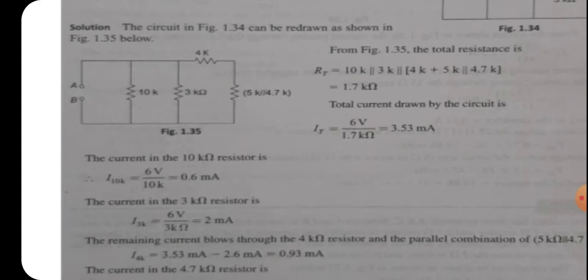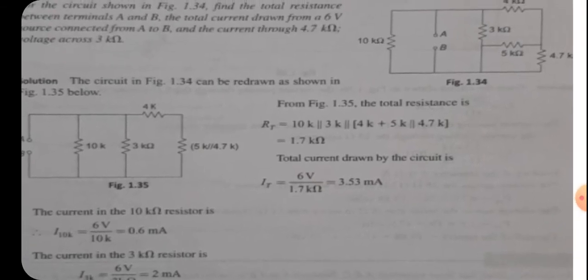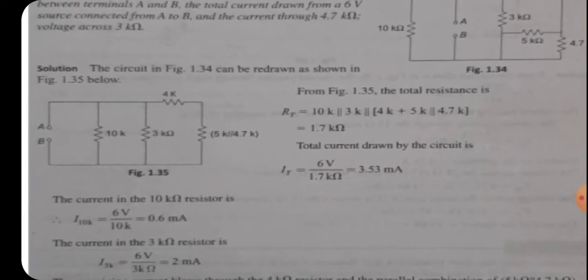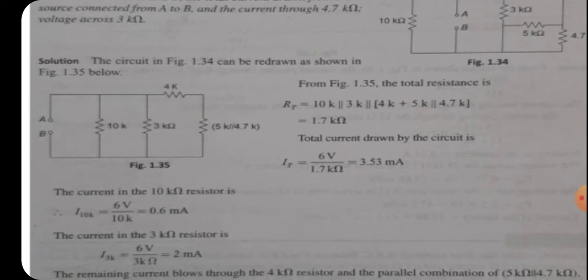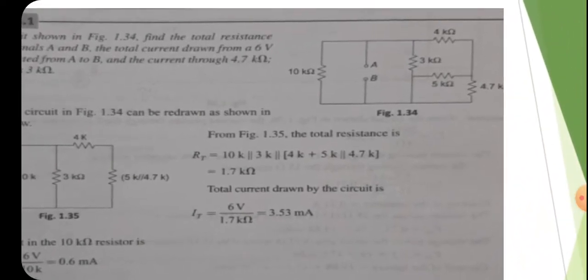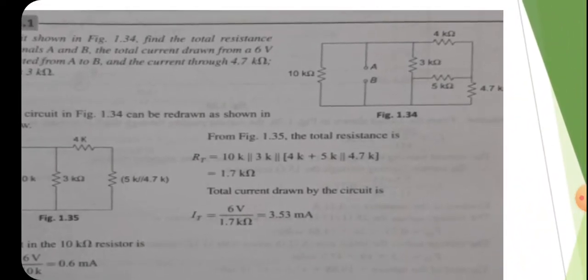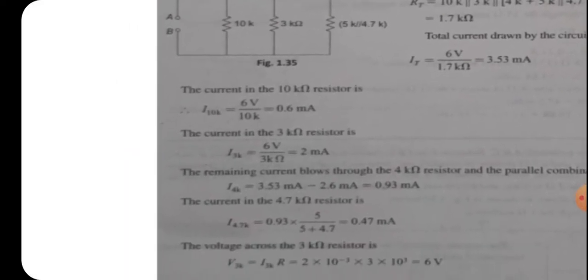So first of all, in order to find out the current through 4.7 kilo ohm, you should first find out the current through the 4 kilo ohm resistor. If you get the current through the 4 kilo ohm resistor, you can easily solve the current through 4.7 kilo ohm by applying the current divider rule. Okay, so you have the voltage of 6 volt and the total current 3.53 milliampere. You have all the values of resistance, so you can start to solve for the current through each branch.